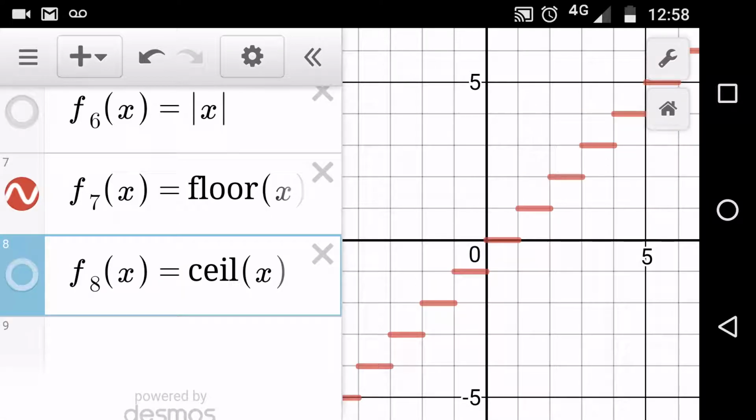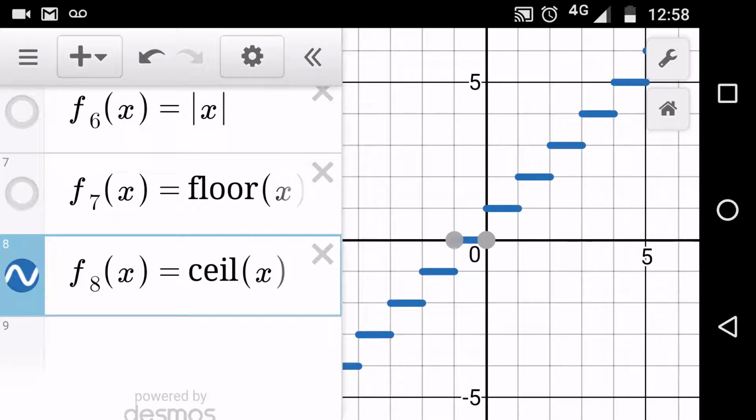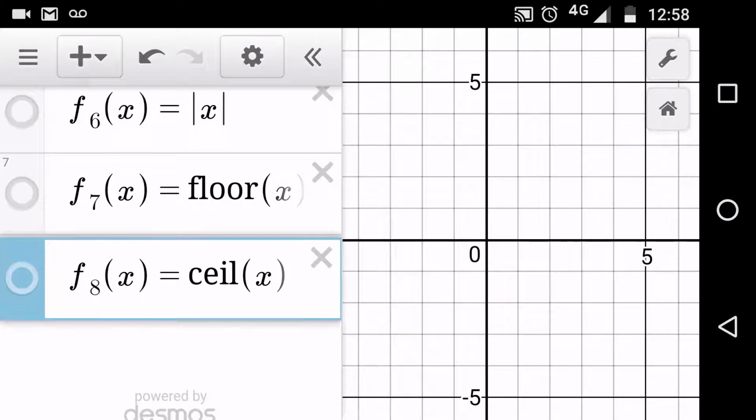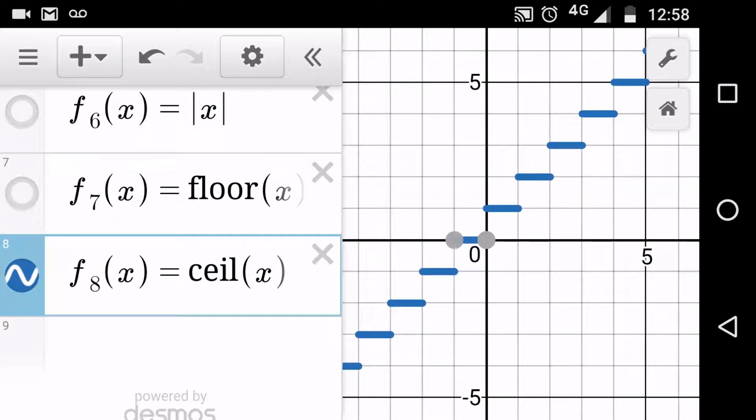See, this is the floor function, this is the ceiling function. For the floor function, between 0 and 1, you're at 0. For the ceiling function, between 0 and 1, you're at 1. One step above, because you're taking the bigger integer, not the smaller one.